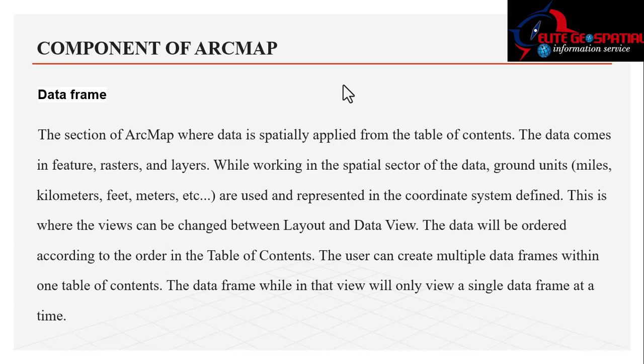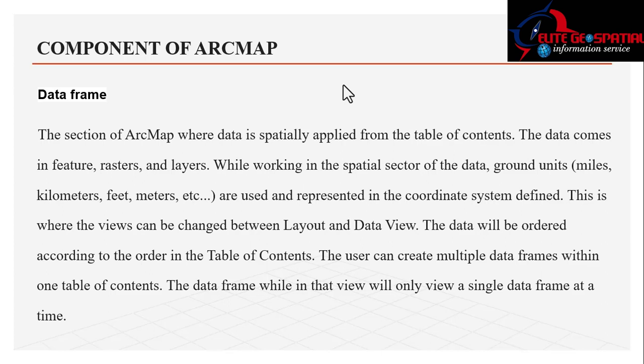So we have the data frame, the section of ArcMap where the data is spatially displayed from the table of contents. The data comes in features, raster, and layers. Features means it's a vector, then the raster, and then the layer is also a combination of both the vector and the raster. There are some data that are layers that are vectors, and there are some data that are raster that are also in layers.